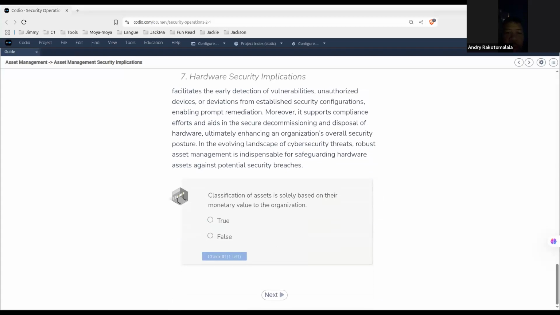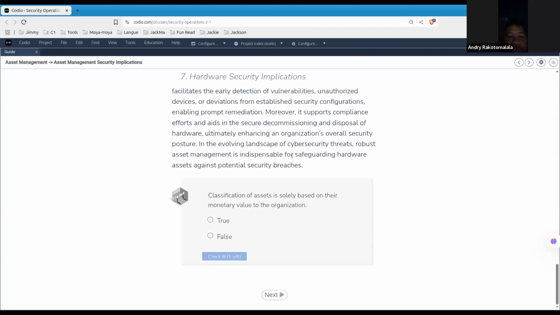All right, so true or false? This question essentially asks us: classification of assets is solely based on their monetary value to the organization. True or false? All right, that is correct.